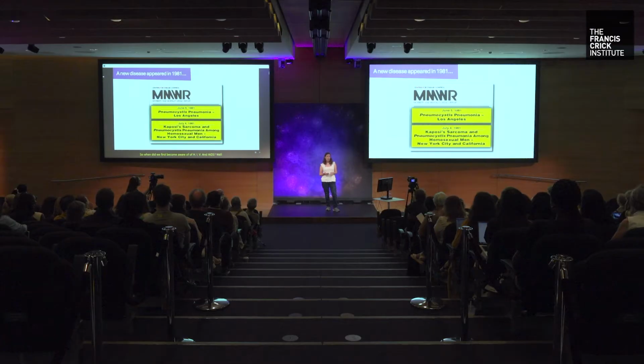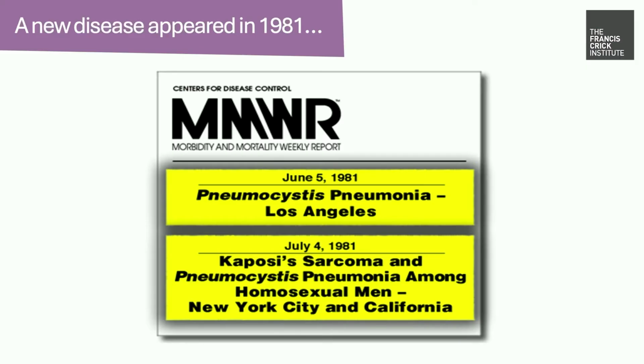Well, that was over 40 years ago now, back in 1981. In those days, there was no social media. I think there wasn't even the World Wide Web. So the way the news was spread was through something called the Morbidity and Mortality Weekly Report, which was published by the Center for Disease Control, the CDC in America.